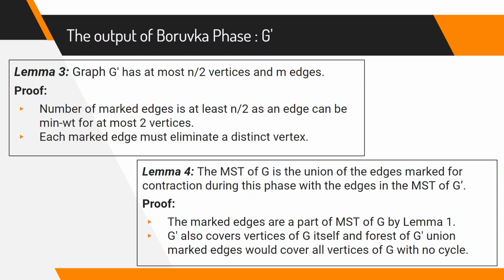As I said, lemma 4. The MST of G is the union of the edges marked for contraction during this phase with the edges in the MST of G dash. What does that mean? This means that we have to, at the end, take the final union of all the edges that we are saving in the sets. The marked edges are part of the MST of G by lemma 1. G dash also covers vertices of G itself, and the MST of G dash union the marked edges would cover all vertices of G with no cycle.